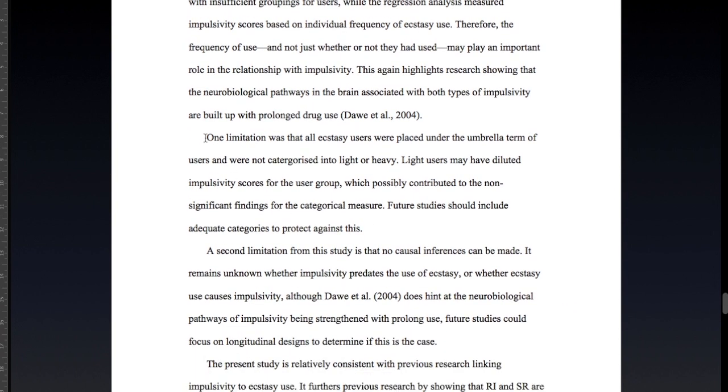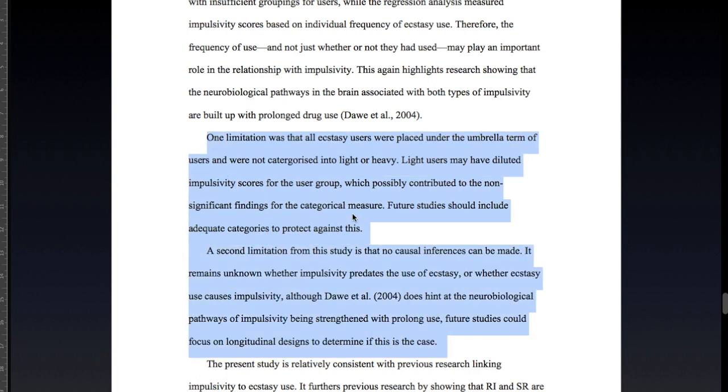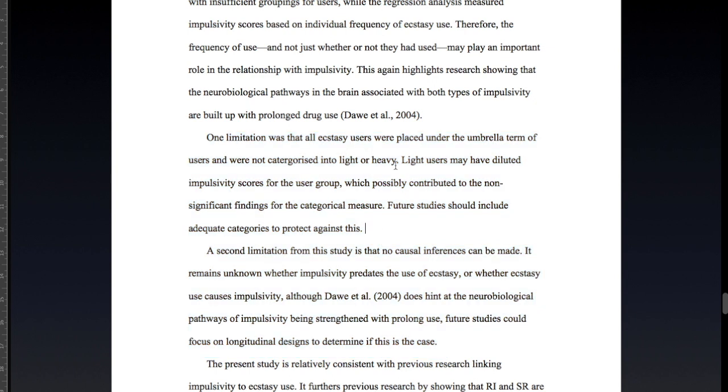So then I offer a limitation. Sometimes you'll do one limitation, sometimes you'll do two. It sort of depends on your word count. I've done two here. I've tried to keep them short. So you want to talk about what the limitation is, and then you want to talk about how people could fix this in future research.